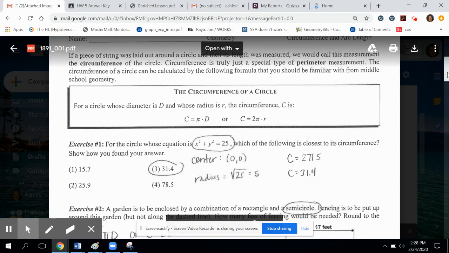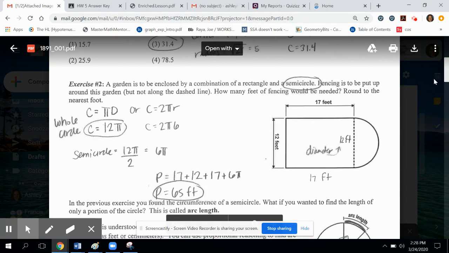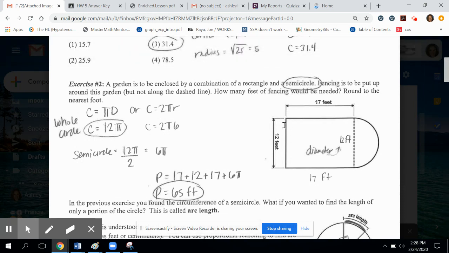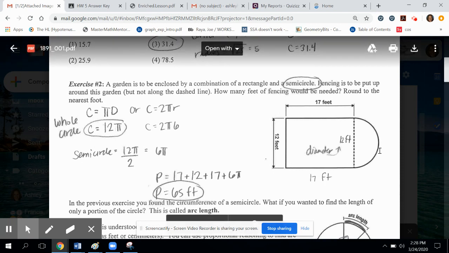We can also combine the idea of circumference with polygons. So again, another fencing problem. We're talking about fencing a garden. It has a rectangle and then a semicircle attached to it. So that's the key here.